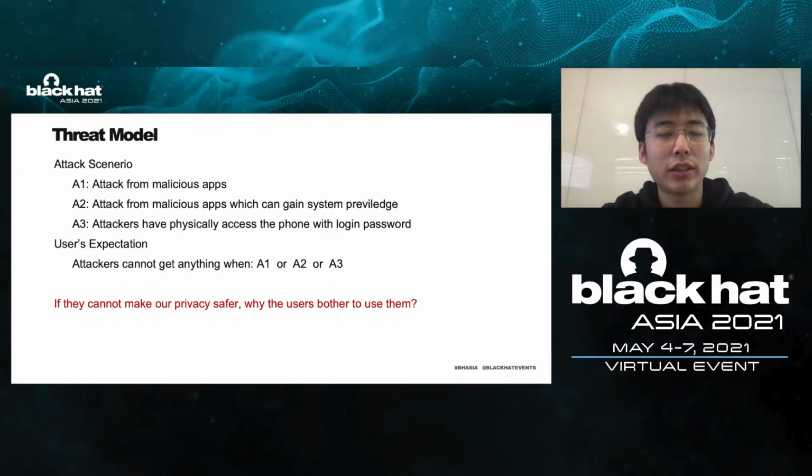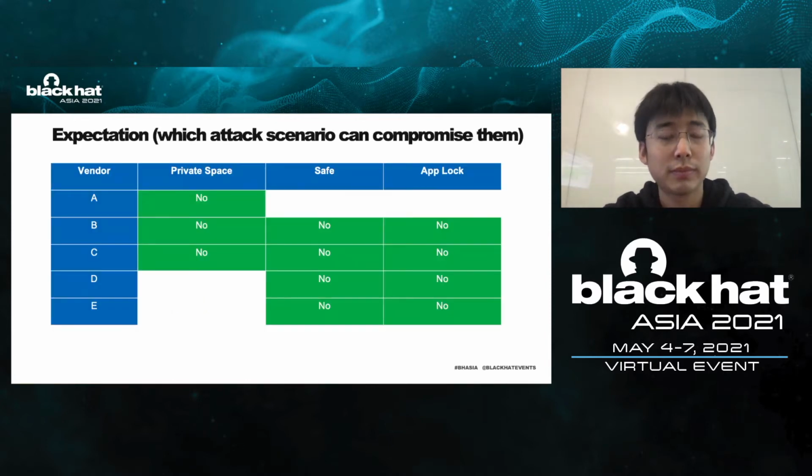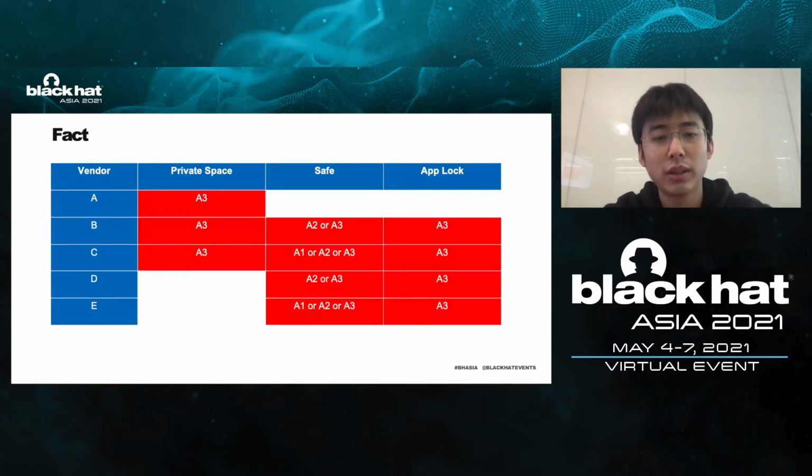The attack scenarios are as follows. A1: attack from malicious apps. A2: attackers can attack from malicious apps which can gain system privilege. A3: attackers have physically compromised the phone. Our expectation is that attackers cannot get anything under A1, A2 or A3. If they cannot keep our privacy safe, why would users bother to use them? This slide shows our expectation about which attack scenarios can compromise them. But the fact is, all of them can be compromised. My colleague Zhang Xiangqian will detail them.